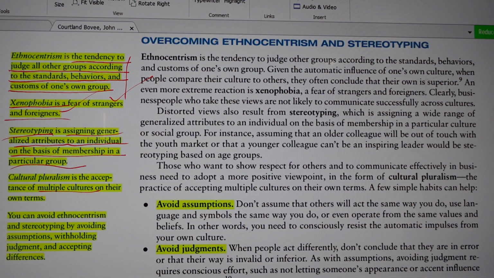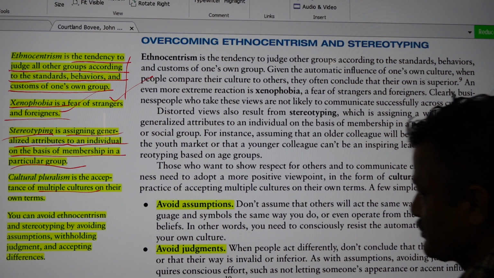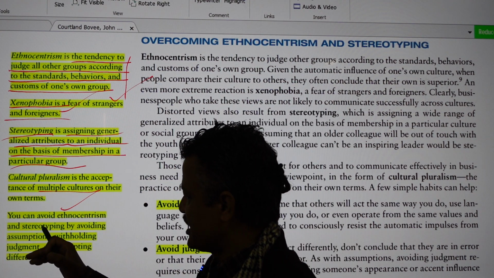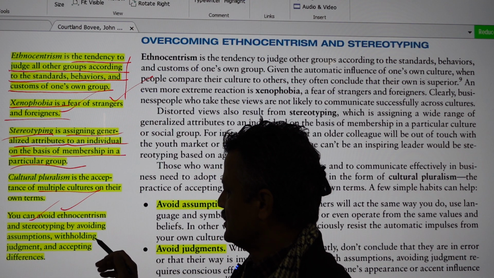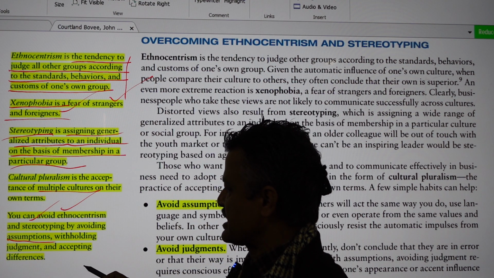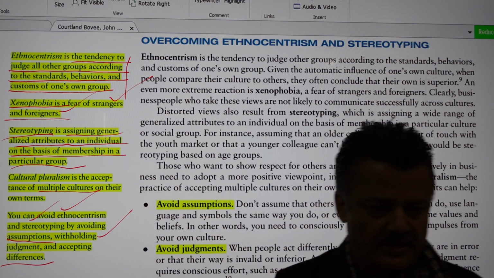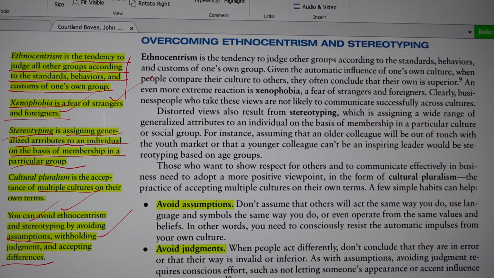What is cultural pluralism? Accepting multiple cultures. Accepting multiple cultural values. Now you should avoid ethnocentrism and stereotyping. How? You should avoid assumptions. We should withhold judgments and accept difference. See, do not assume that she may be thinking that way.